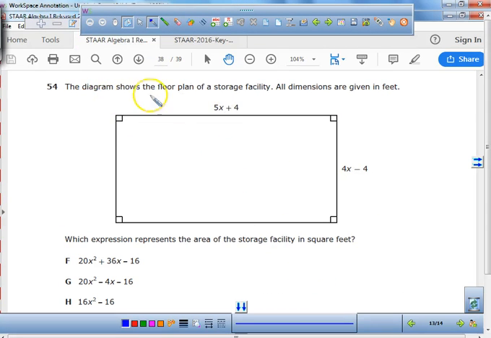Now it says the diagram shows the floor plan of a storage facility. All the dimensions are given. We have 5x plus 4, which is a binomial, and 4x minus 4, which is a binomial. It says which expression represents the area.